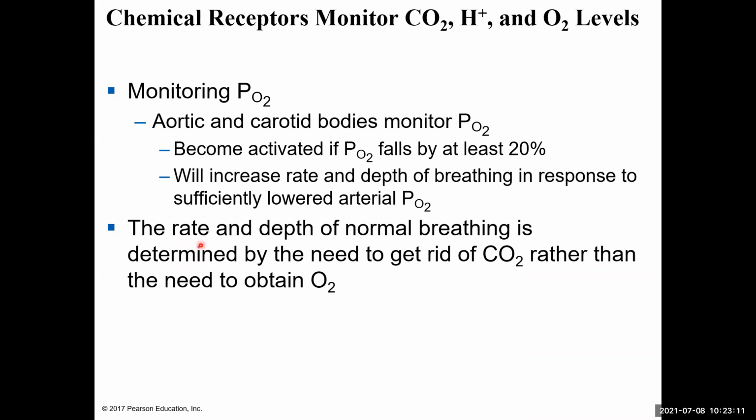And so the regulation of respiration is determined by the need to get rid of carbon dioxide out of our bloodstreams, which is indirectly measured by the presence of hydrogen ions, rather than the need to actually obtain oxygen. So again, that leads back to the idea that the regulation of the respiration rate is directly tied to how much carbon dioxide is in the bloodstream.